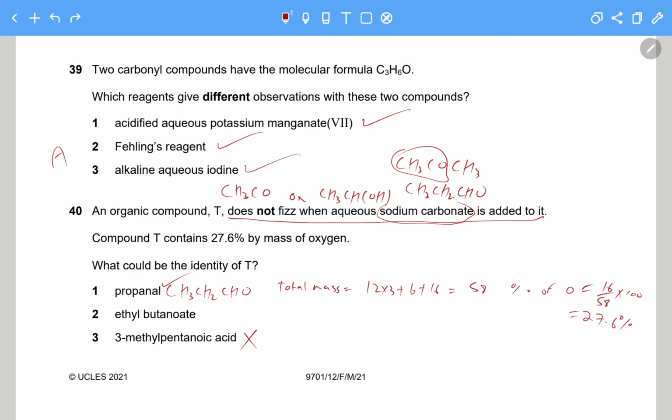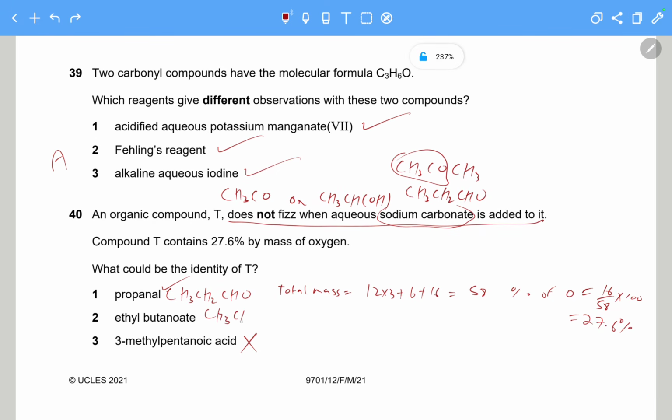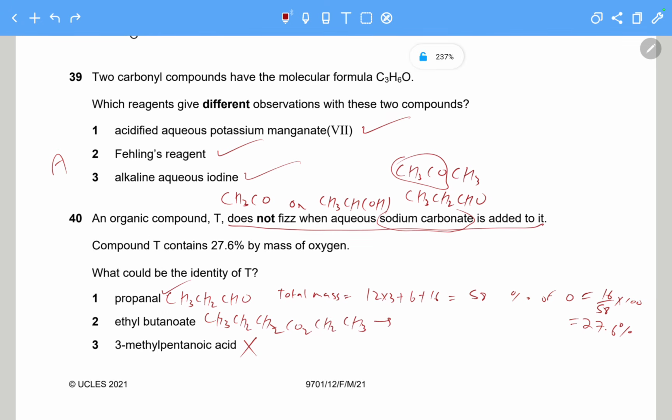Ethyl butanoate, CH3CH2CH2CO2CH2CH3, gives a total mass of 116. You can calculate that. Percentage of oxygen is equal to 16 into 2 over 116 into 100, which will also equal 27.6%, and therefore this is also correct. So the correct answer is B.